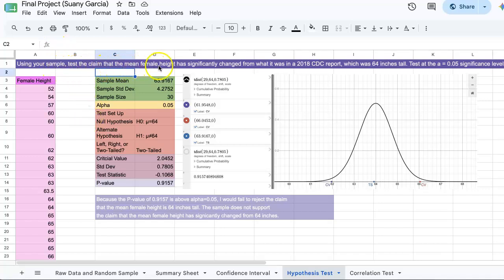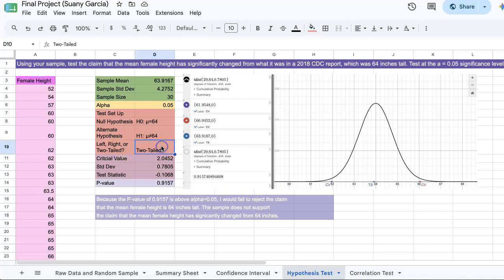On to the hypothesis test. I tested the claim that the mean height has significantly changed from what it was in the 2018 CDC report, which was 64 inches tall. So my sample mean for this was 63.9167, sample standard deviation of 4.2752, sample size of 30, alpha of 0.05, and for my test setup, my null hypothesis states that the mean average height is 64 inches. My alternate hypothesis states that the mean height is different from 64 inches.